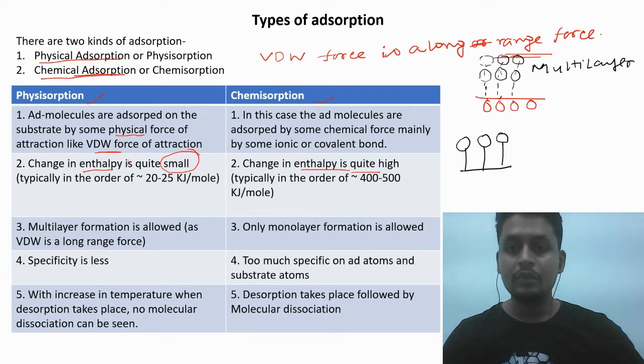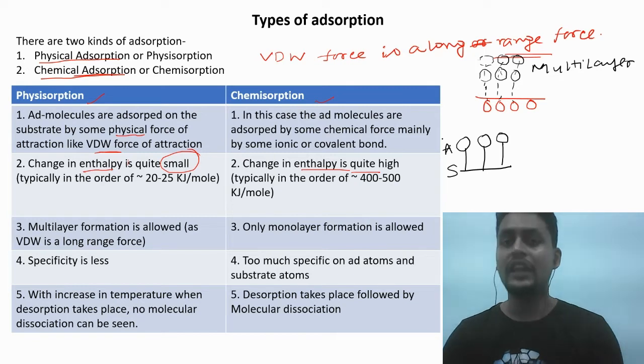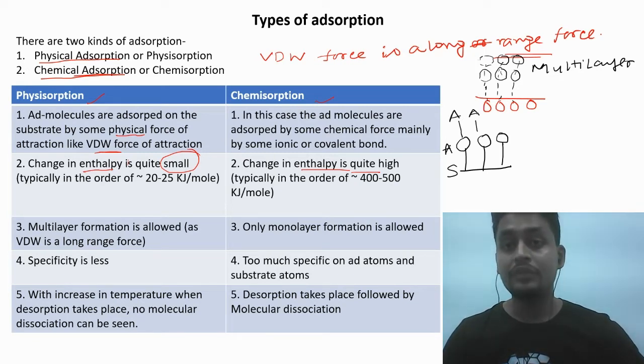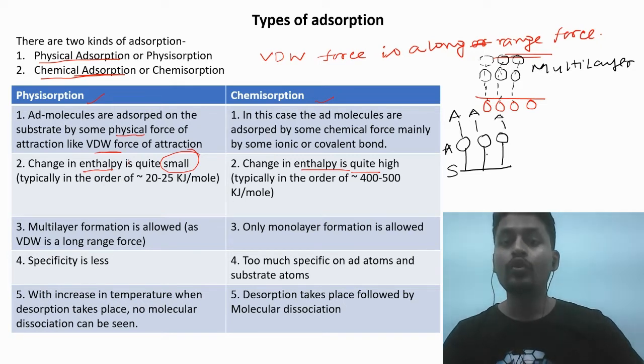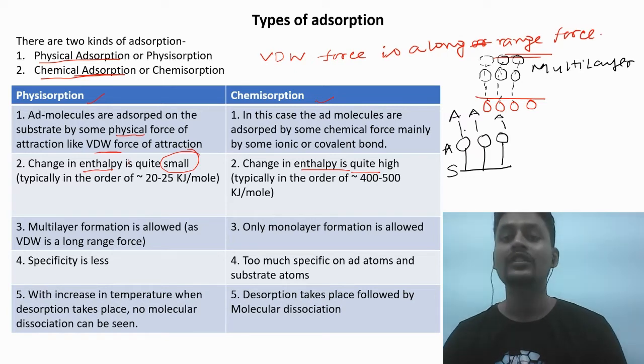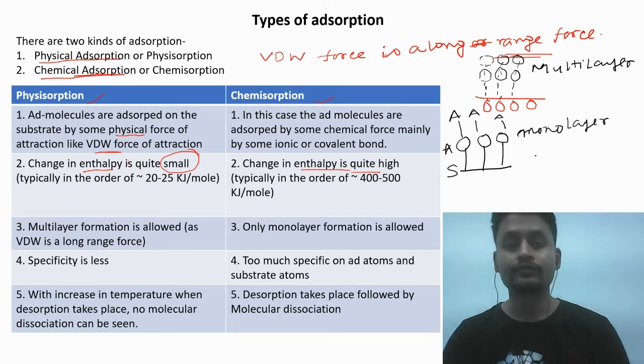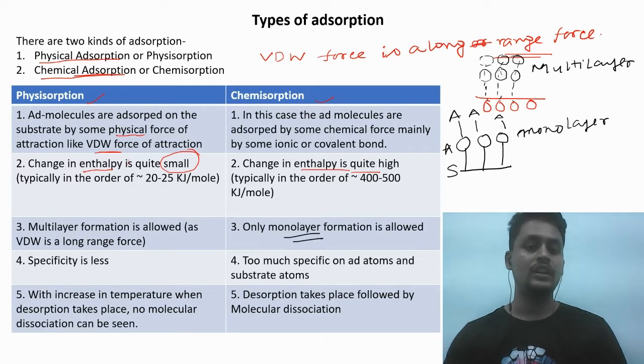Now, the bond is occurring between this A molecule and this S molecule. If you want a second layer of adsorption, the molecule needs to bond with A, which may not be feasible. If A is already adsorbed on the surface, it cannot bond again with A, because it would violate the valency. So that's why only monolayer formation is allowed in case of chemisorption, right?